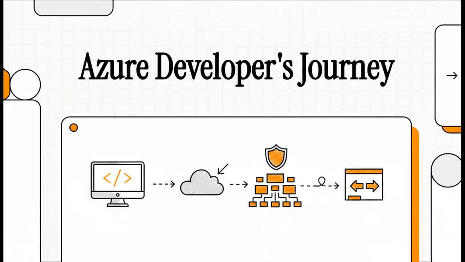Welcome to the Explainer. Today, we're going to follow a developer's journey on Microsoft Azure. We're going to see how a single line of code turns into a full-blown, secure, and scalable cloud application. We're not just going to list a bunch of services. We're building a story here, from the very first digital brick all the way to the final launch.